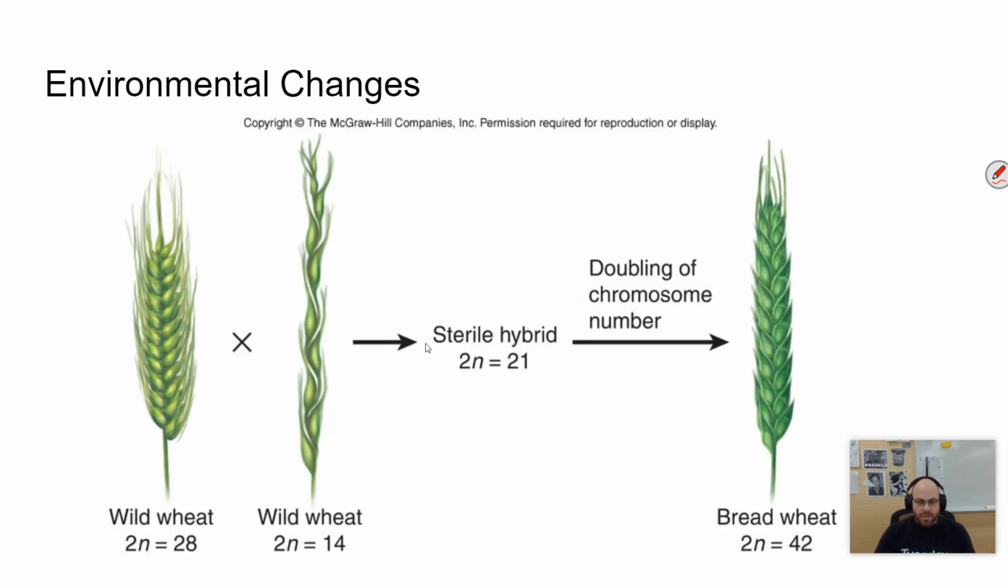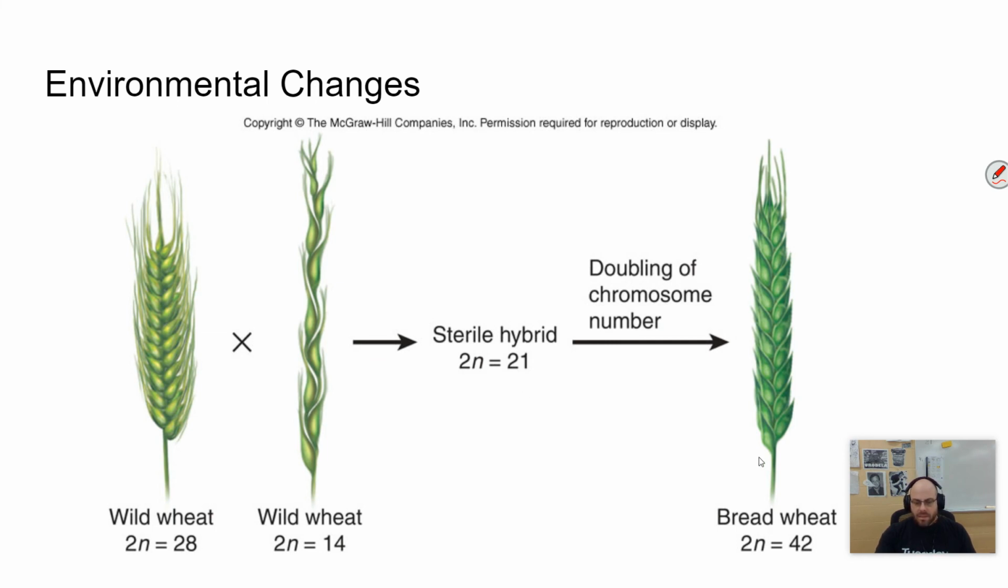And so here's a picture of some environmental changes that can occur. Wheat is a great example of this. So you have two different versions of wild wheat, one that is diploid 28 and another that's diploid 14. And the hybrid between the two creates two different offspring, right? You have a diploid 21, which is sterile. Why is it sterile? Because it can't produce correct pairings when meiosis occurs, right? 21 is an odd number, and so it doesn't work right.